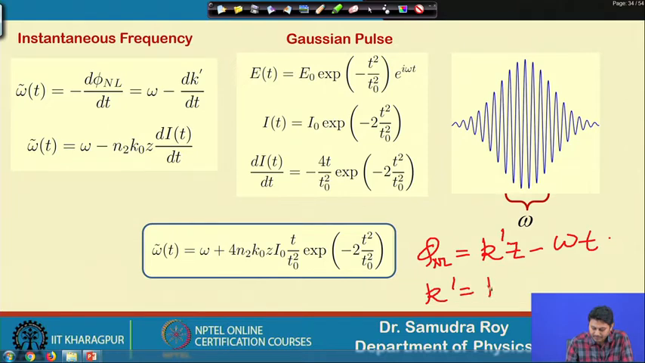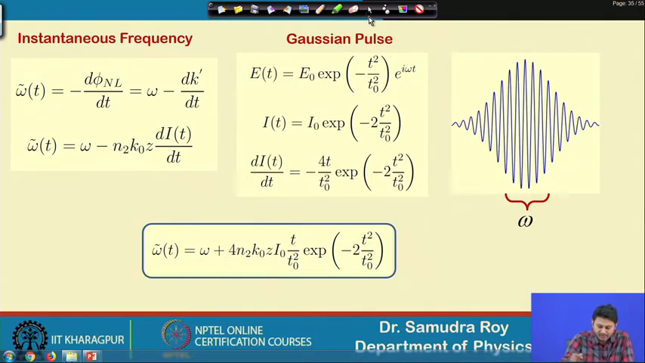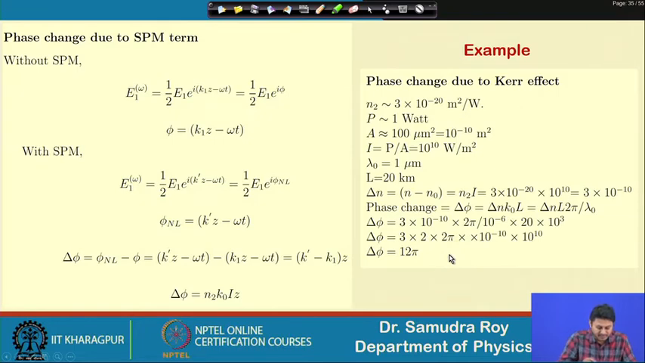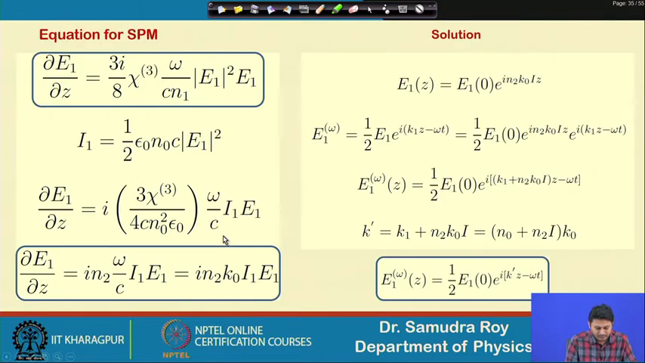K prime is k0 n2 of z, and then it is something like this. So, what is k prime? We already defined it in the previous slide. So, let us check what is k prime. K prime is simply k1 plus n2 k0 I.